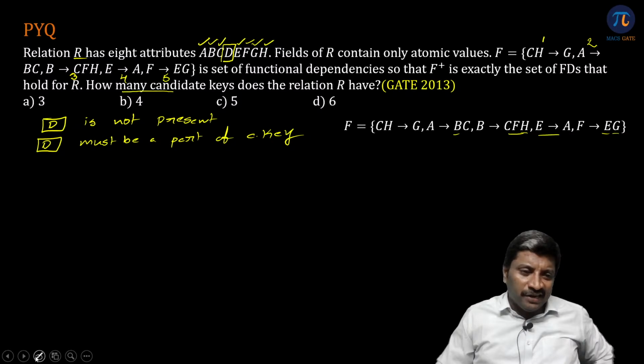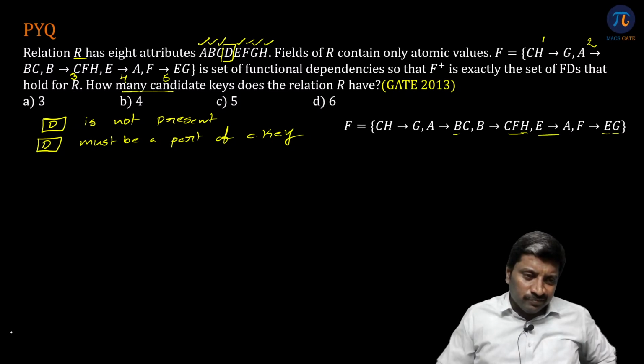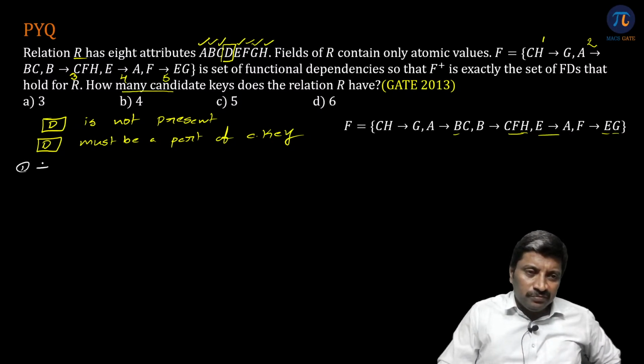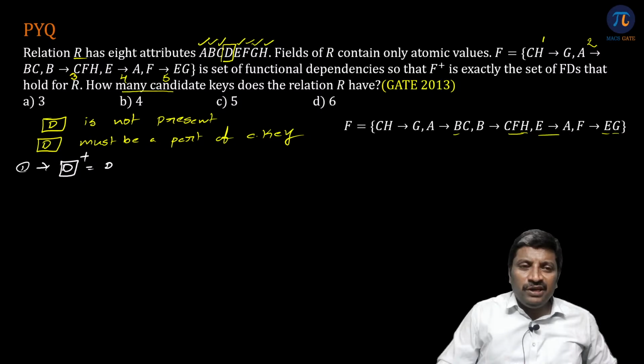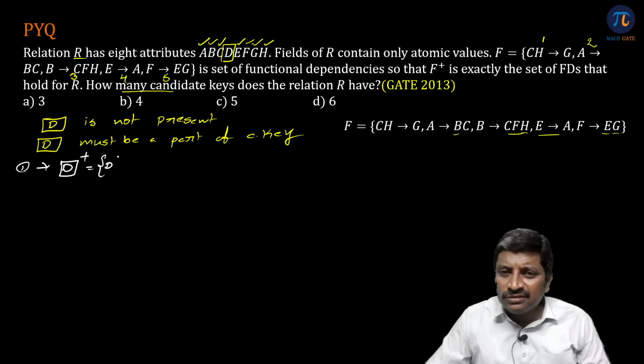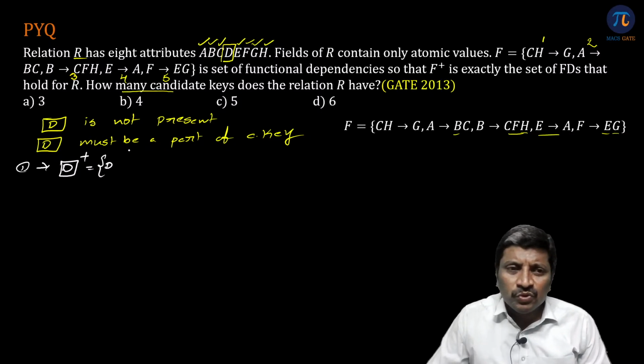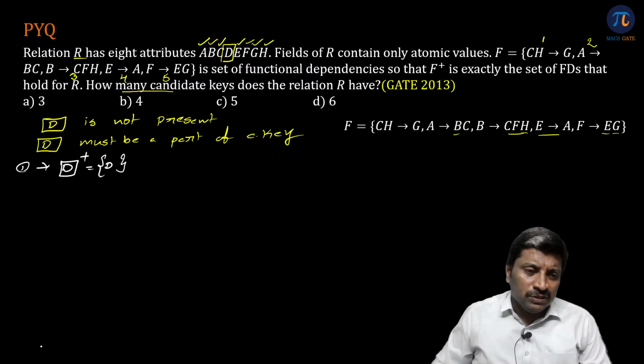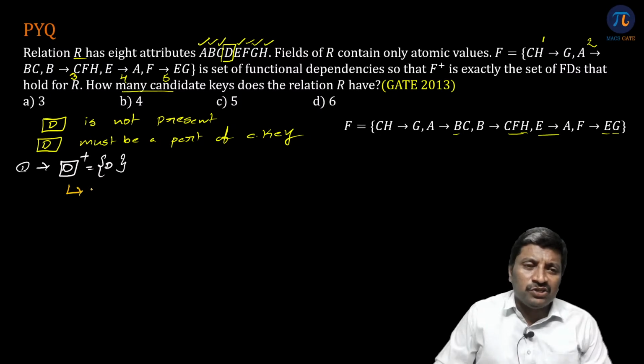So first try D closure directly. What is D closure, sir? With D I can get D. Anything else? Please check it. No, it cannot get anything. So D on its own cannot be a candidate key.